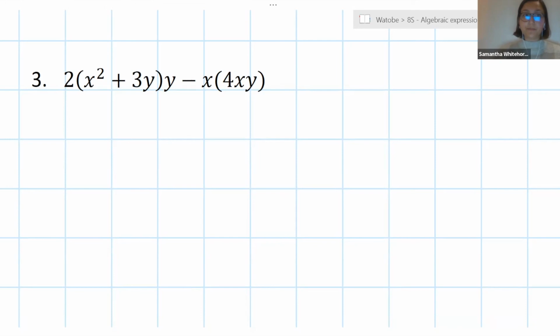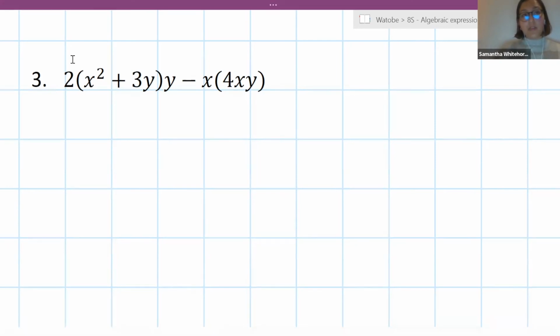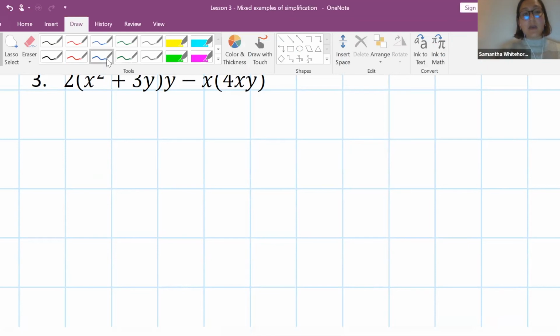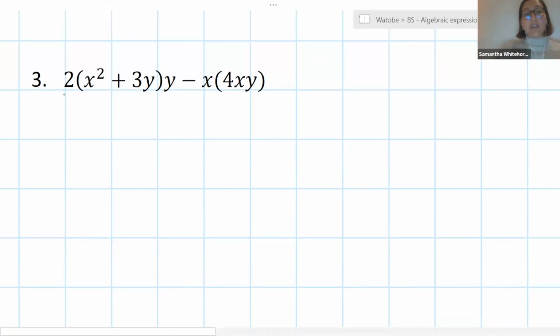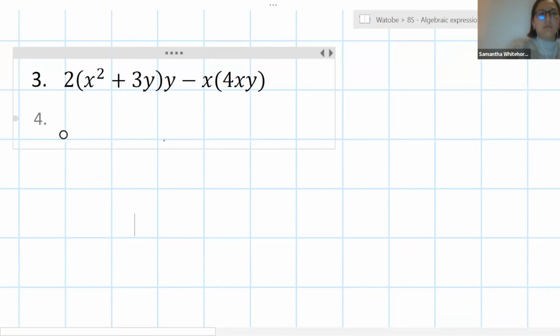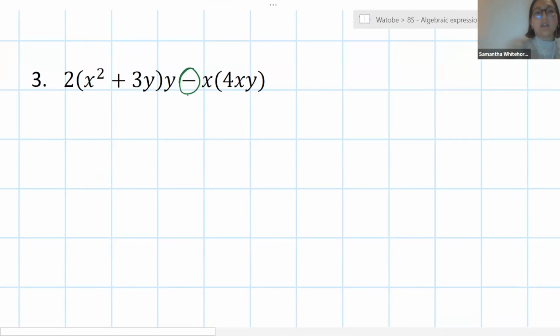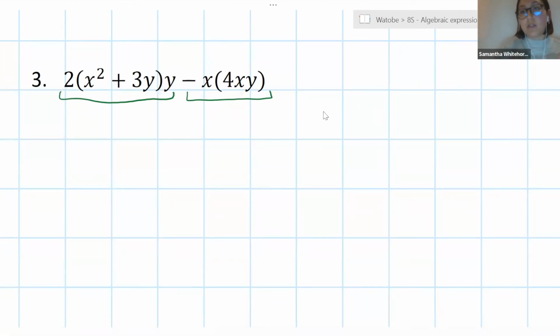Okay. All right, so let's have a look at this third one. Now, if you were with us last week, we did deal with something similar, but let's have a look at this again. So identify our terms, that's the first step. So this minus sign is going to separate my terms. So my terms here are actually the 2 times the bracket times the y, and then the negative x times 4xy. So to just help you a little bit, I'm going to write out what multiplications need to happen here, just because I think it's going to help.